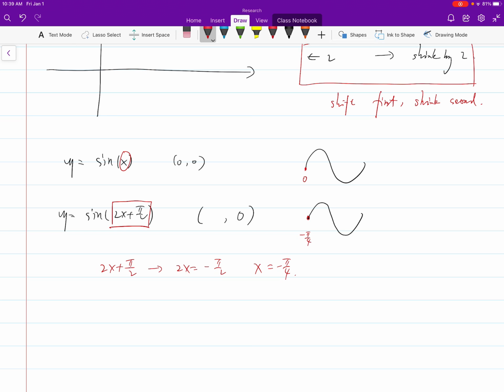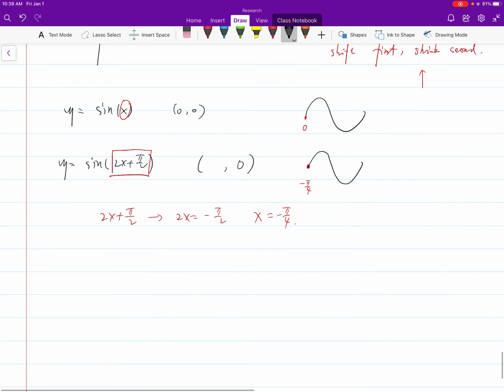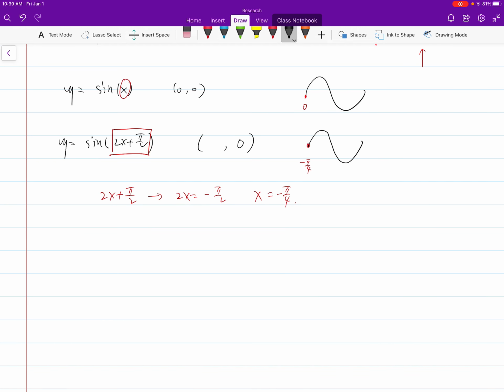Okay. So if originally you start from 0, this time you start from negative pi over 4. You shift everything to the left by pi over 4. So you don't have to remember any orders here. You simply just solve it. Okay, that's the 3 variations you can have for a sine wave.